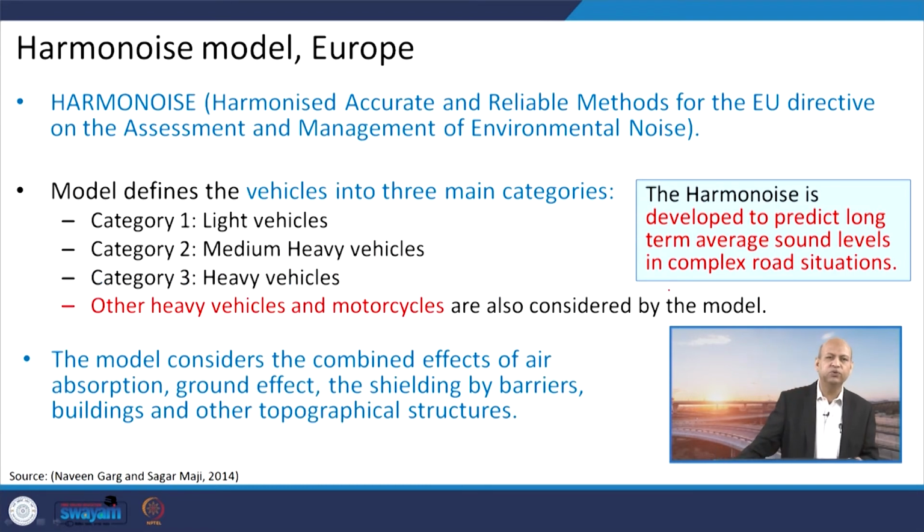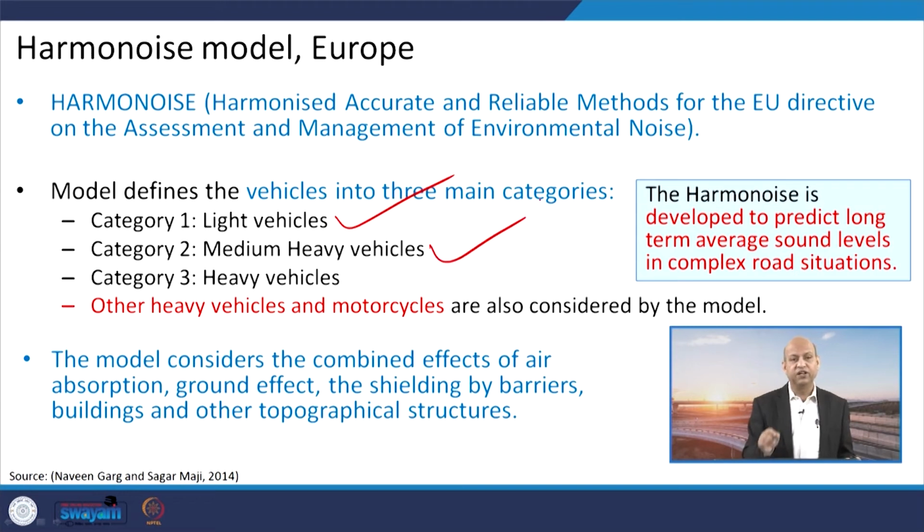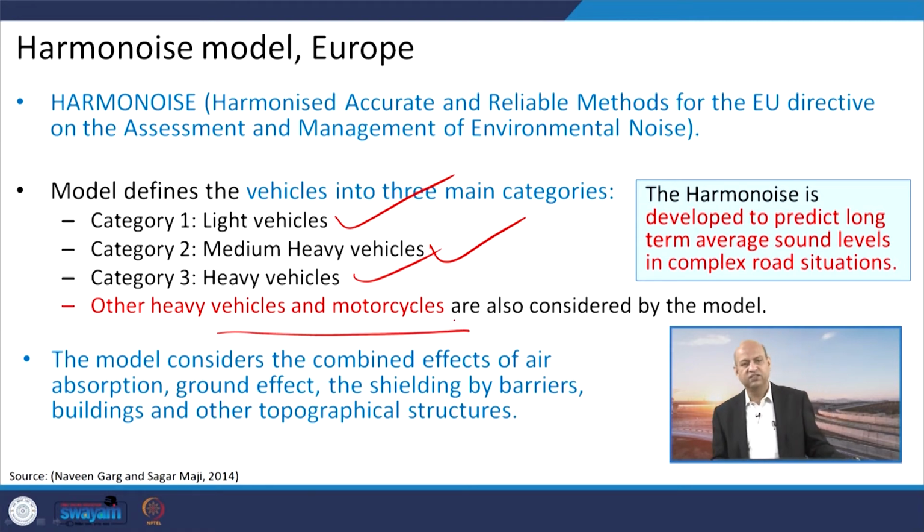When we talk about another European model, that is the Harmonoise model, which is kind of more reliable and accurate. This is in the particular name also. Okay. So, they have different categories. So, its versatility again has good appreciable thing like light vehicles, medium heavy vehicles, other vehicles, motorcycles even, they are also considered in this model.